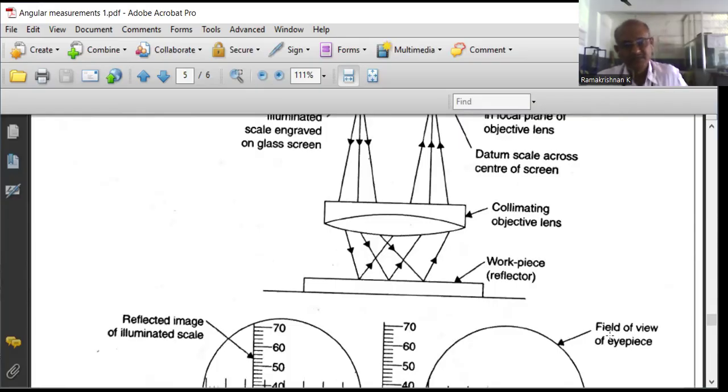So these are some discussions about angular measurements in metrology. Okay, I hope you have understood the concept. Thank you.